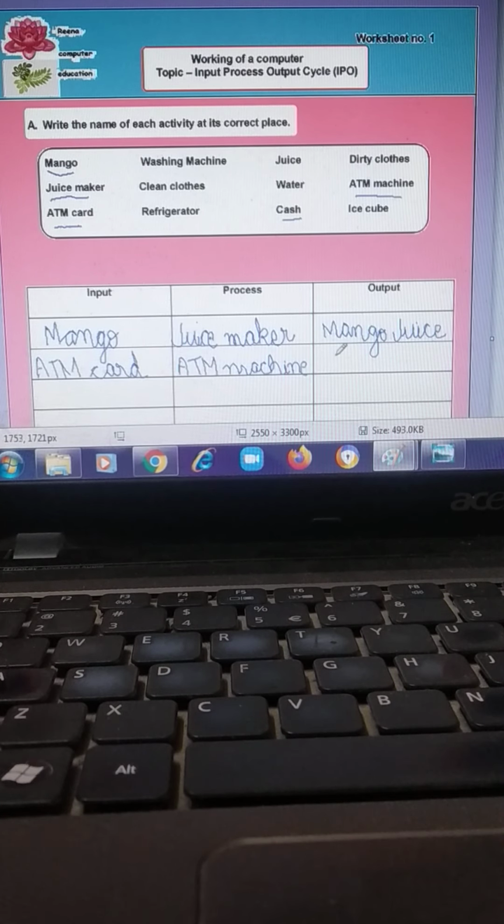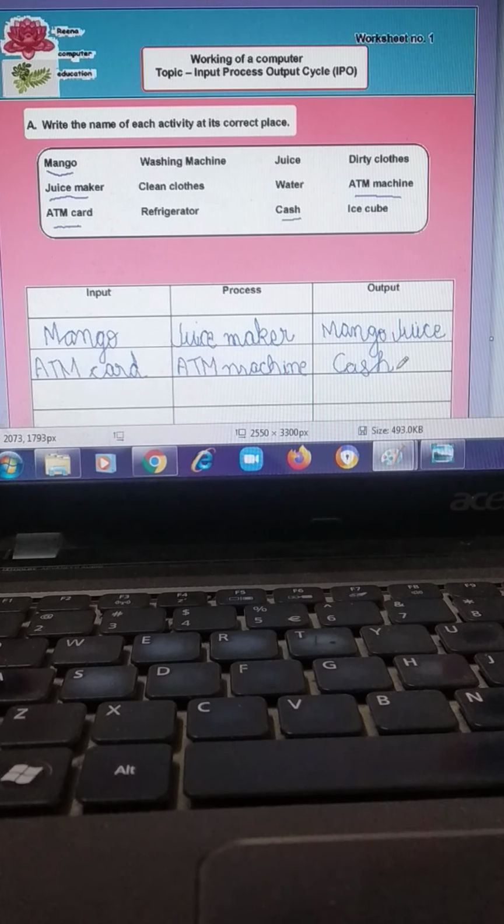Let us write here, and now we got the cash, we got the money. So this is our output. Let us write in the output column. Now we have to find out our third input.